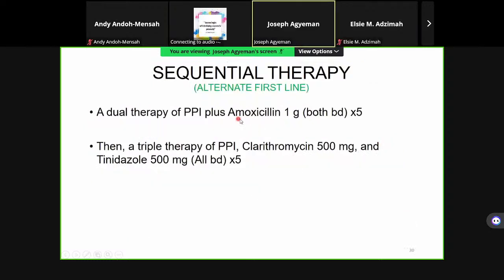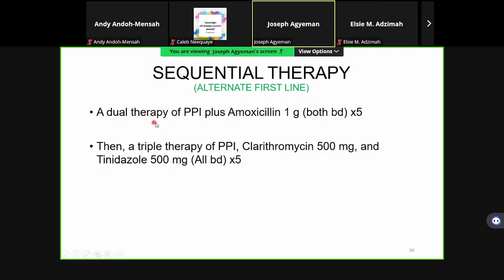So there is an alternate first line. The first line we've been talking about is the PPI-based regimen. Somewhere in Japan, they prefer a vonoprazan-based regimen. We also have an alternate first line. In Ghana, if the PPI-based regimen doesn't work, then we have an alternate first line. This is the sequential therapy. So if you don't want to do the normal thing, you can do the sequential therapy.